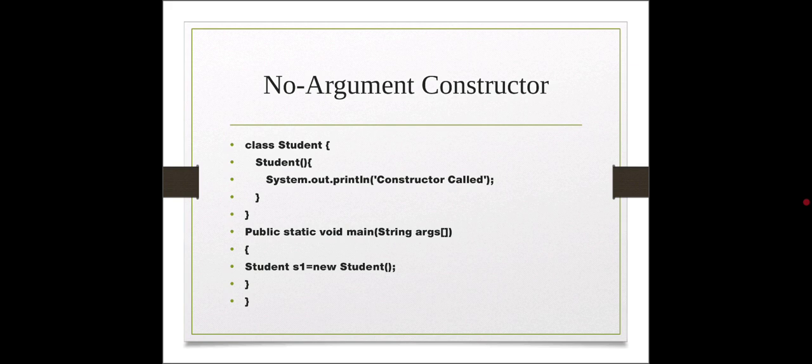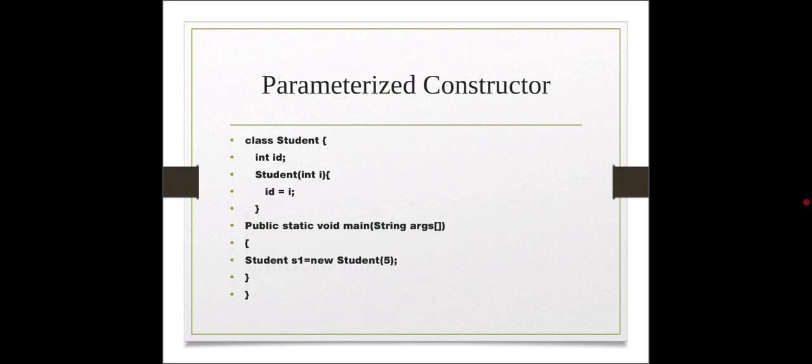Then how can I call the constructor? By creating an object. So how to create an object? ClassName objectName = new ClassName(). So here Student is the class name, s1 is the object. When we create that object, automatically the constructor is called.